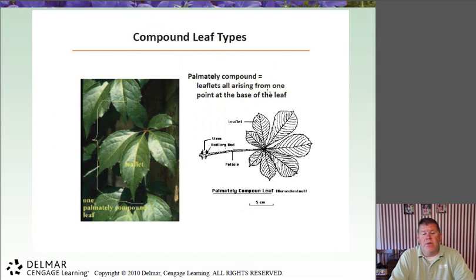Compound leaf types. Palmately compound are leaflets all arising from one point at the base of a leaf, as we can see right here. This is actually a leaflet. Each one of these is a leaflet, and this is palmately compound, all arising from one point at the base of the leaf.